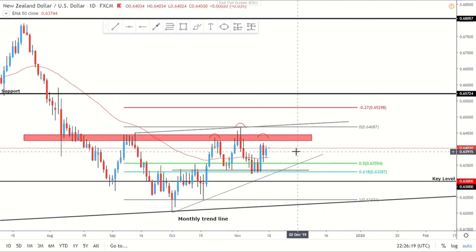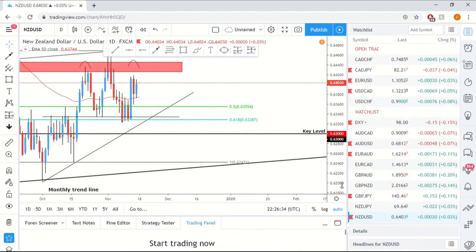If we can get a rejection off one of these levels with, say, a morning star formation, which is a reversal pattern, or something else to give us a long, I definitely think the US dollar is going to weaken, and a pair like this should be able to take advantage of that, especially with the 50 MA sitting just below. So that's another one to look at.